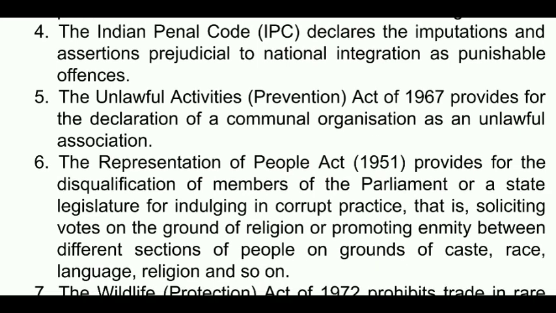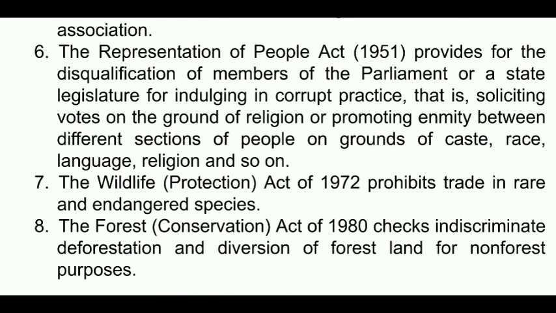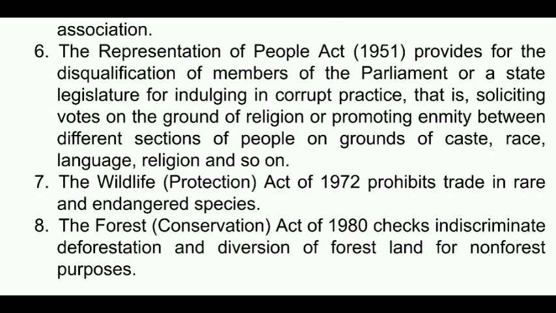Number 5. The Unlawful Activities Prevention Act of 1967 provides for the declaration of a communal organization as an unlawful association. Number 6. The Representation of People Act 1951 provides for the disqualification of members of the parliament or a state legislature for indulging in corrupt practice, that is soliciting votes on the ground of religion or promoting enmity between different sections of people on grounds of caste, race, language, religion and so on.